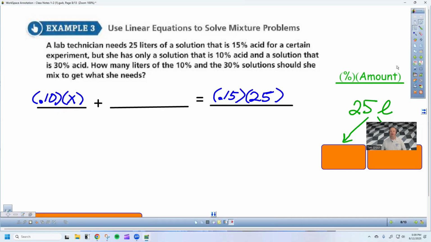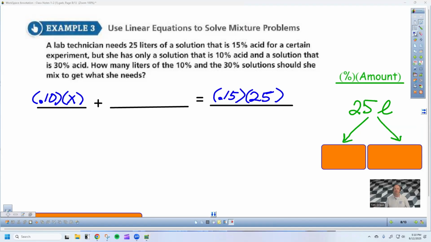And then we've got to figure out, what can I fill into the next blank? Well, certainly I know the percent. 30% is the other kind of acid that she has to work with. So 0.30. But how much is the amount? I don't know that either. I can't use x again because that would imply that it's the same amount of both kinds. I don't know that yet. Maybe it's more of one kind, maybe it's more of the other kind. I can't use a different variable because we haven't learned to solve equations that have 2 variables in them yet. We're just solving equations that have 1 variable.